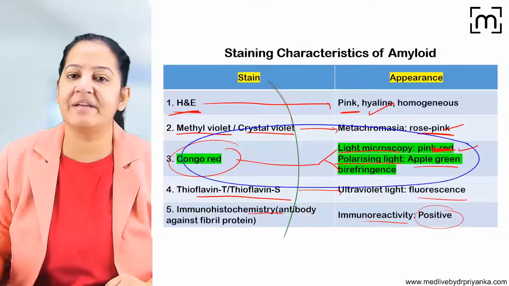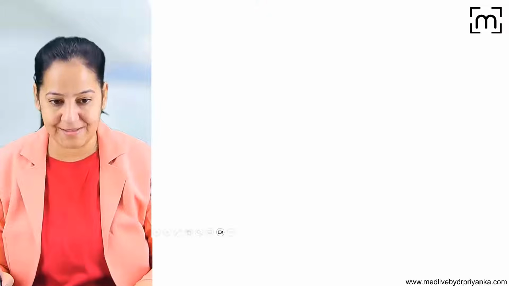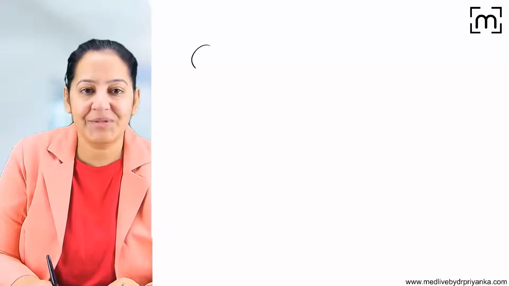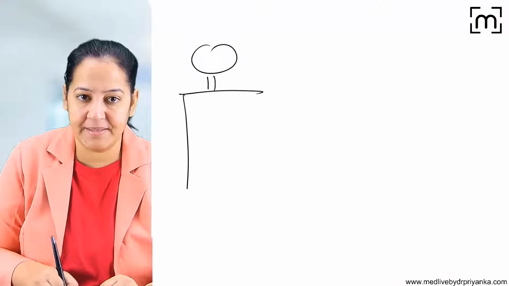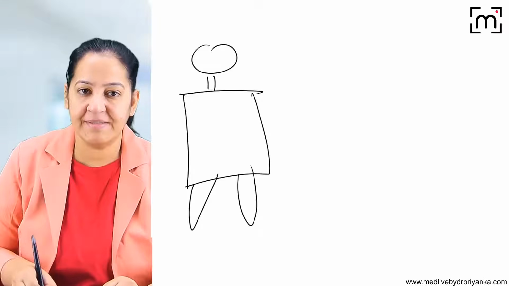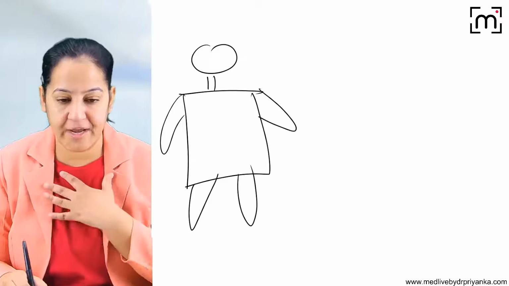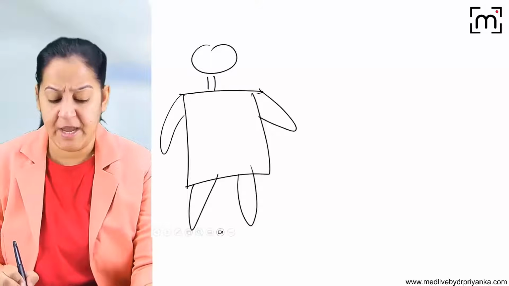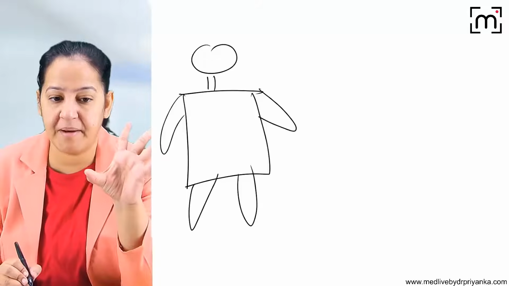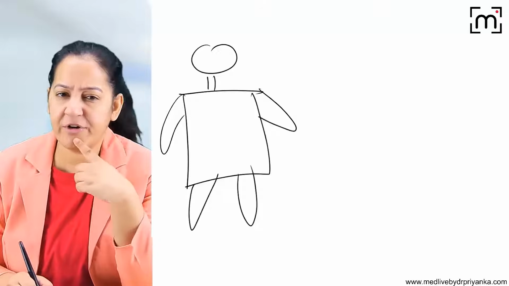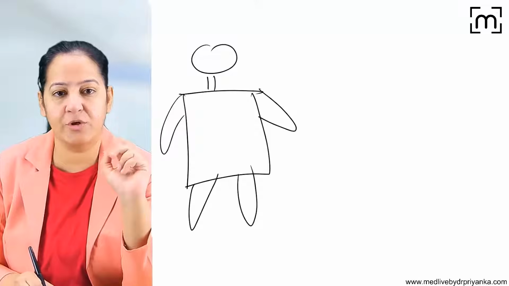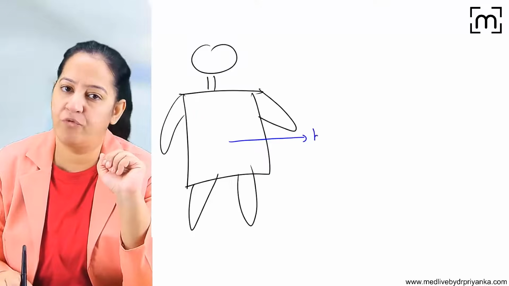Congo red, we will see in detail. Let me explain the Congo red. Listen. This is a person in my clinic, and the person is having multiple organ failure. I'm assuming the person is having amyloidosis. What should I do? Say, ma'am, do a biopsy. If you're suspecting amyloidosis and you want to confirm it, do the biopsy. From where? Two sites: either from the abdominal fat pad or from the rectum.